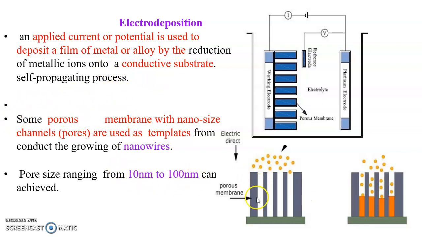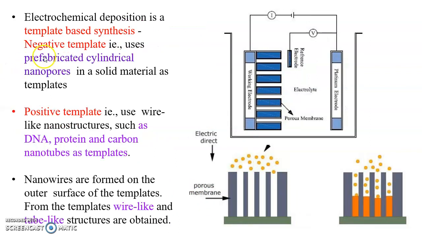And we have a porous membrane with nano-sized channels. The pores are used as templates to conduct the growing of nanowires. Pore sizes ranging from 10 nanometers to 100 nanometers can be achieved. So this is the porous membrane template where the nanoparticles get deposited, and we can produce either nanotubes or nanowires.